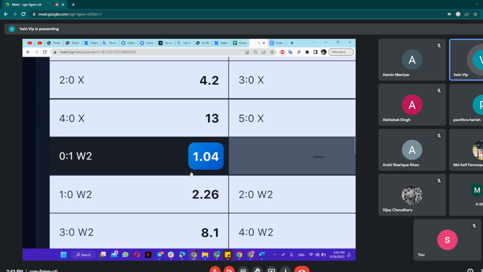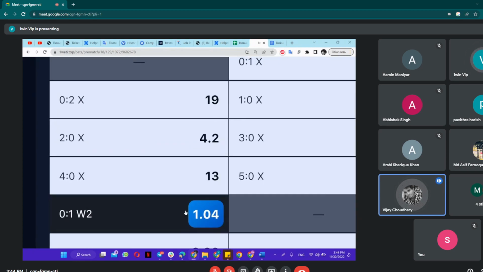1.04. So basically, by placing a bet of 1,000 rupees and winning this outcome, we will receive just 40 rupees of extra winnings. So in total, 1,040 rupees: the 1,000 bet amount we won back plus the extra winnings from this bet. So net winning is 40 rupees only. But it's almost 100% sure winning, because we are betting on the second team and giving the second team an extra goal.